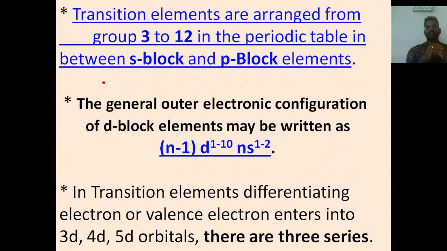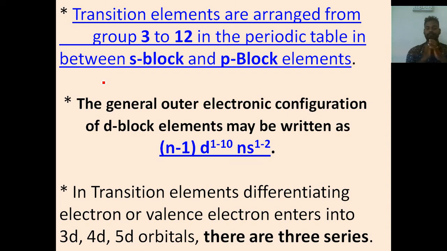And here the general electronic configuration. So this is very important. Normally they last for 2 months. So (n-1)d1 to 10, ns1 to 2. This already I explained. This is a general electronic configuration.